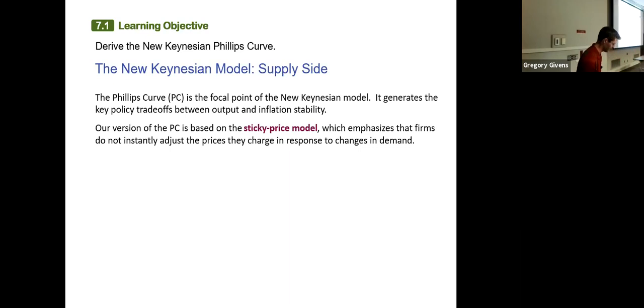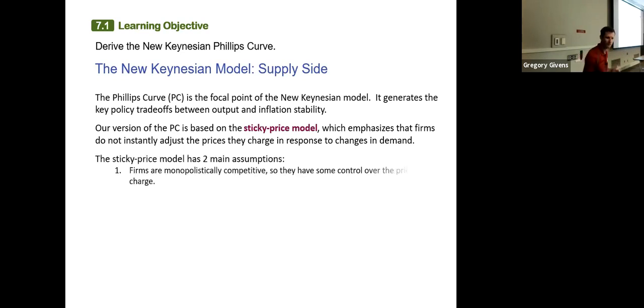key features in it. It assumes that firms are populating an economy and that those firms have the expressed objective of trying to maximize their current and future profit. So whereas the old Phillips curve has no economic story, the new Keynesian Phillips curve assumes that firms are trying to maximize profits, okay?